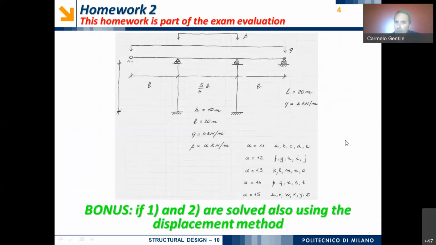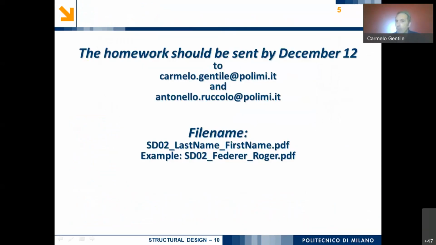Of course, there is a time schedule for delivering this series of exercises. This homework should be sent by December 12, so you have a little bit more than 2 weeks, and you have to send the worked exercise as a PDF file both to myself and to Antonello Ruccolo.